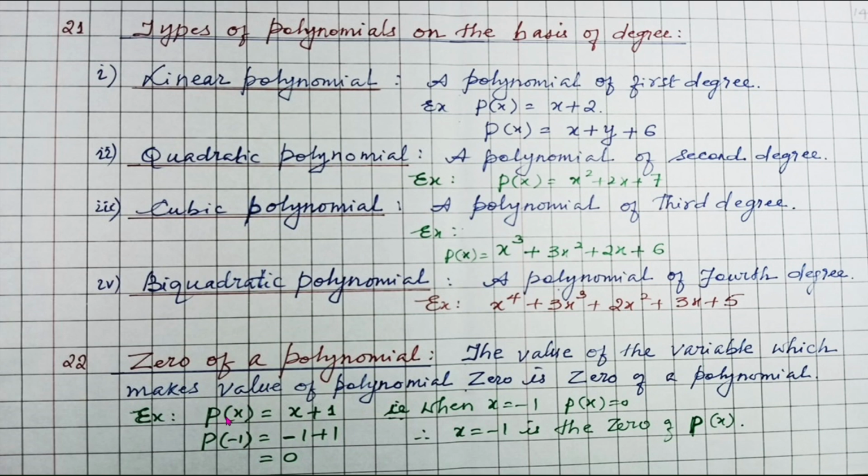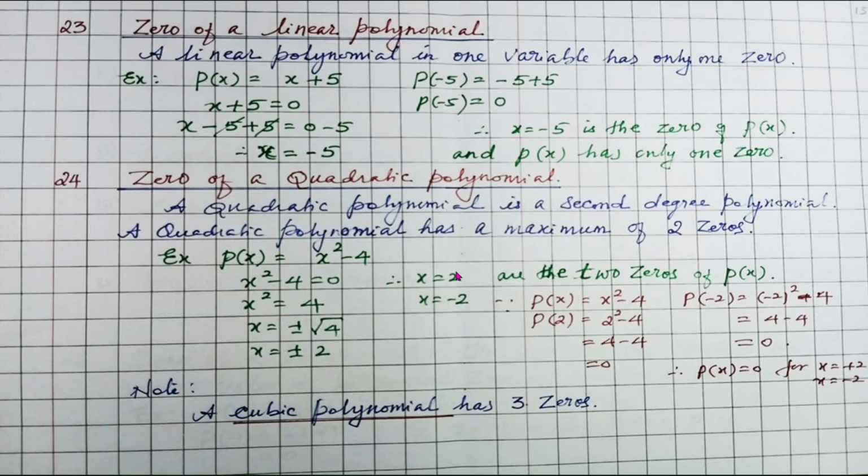If you are given a polynomial p of x is equal to x plus 1, put x as minus 1, then minus 1 plus 1 becomes 0. That means the value of the polynomial becomes 0 here. And therefore, x is equal to minus 1. When I put x is equal to minus 1, it becomes 0. Therefore, x is equal to minus 1 is known as the 0 of the given polynomial p of x is equal to x plus 1. Therefore, the value of the variable which makes the value of the polynomial 0 is known as 0 of a polynomial. Please remember that. Now let us understand as to what is 0 of a linear polynomial.